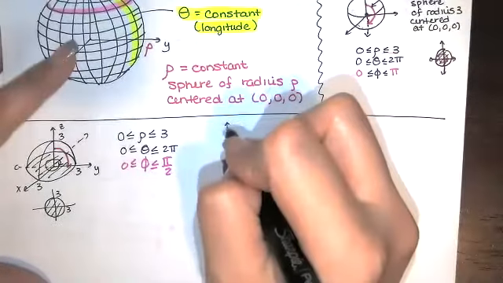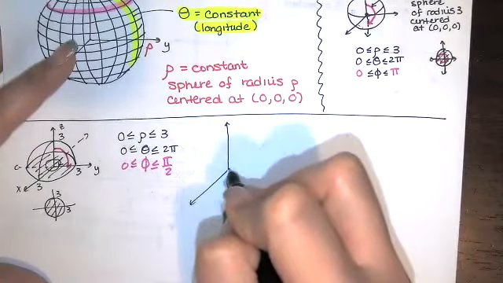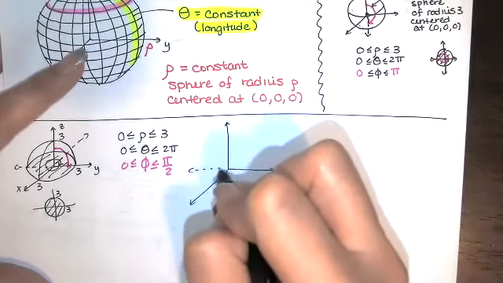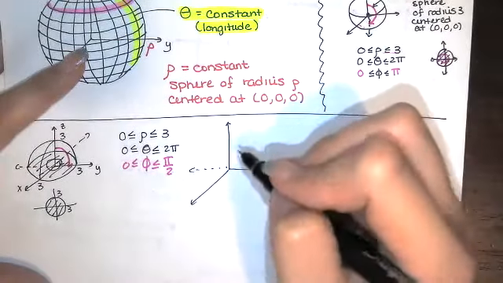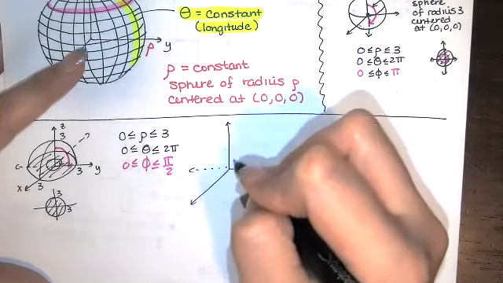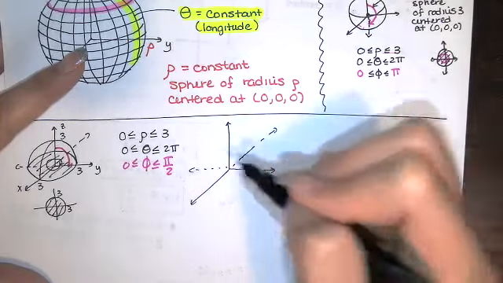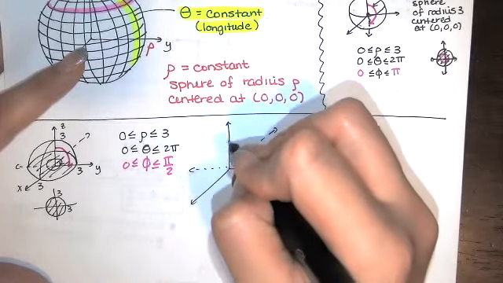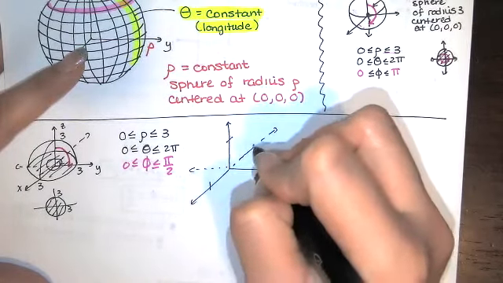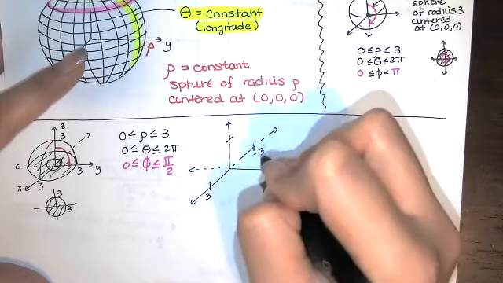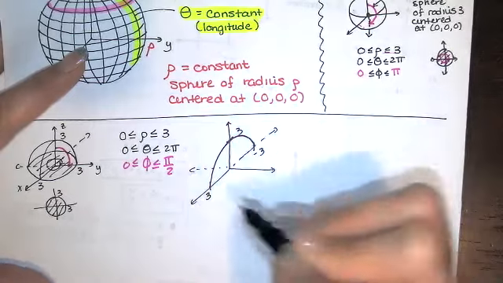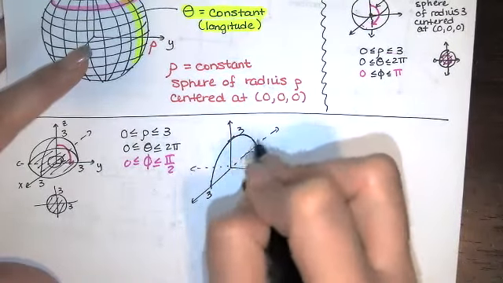Now let's make one more restriction. Let's say we took our sphere and we sliced it. We sliced it a couple of different ways. So let's say we only have the right half of the sphere.